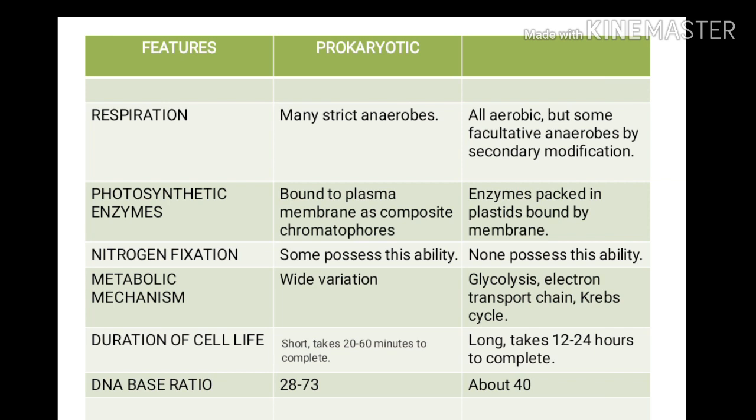The duration of the cell life for the prokaryotic cell is short, it only takes 20 to 60 minutes to complete, while in the eukaryotic cell, it is long because it takes 12 to 24 hours to complete. Now for the last feature, the DNA base ratio. For the prokaryotic cell, it is about 28 to 73, while the eukaryotic cell is about 40.